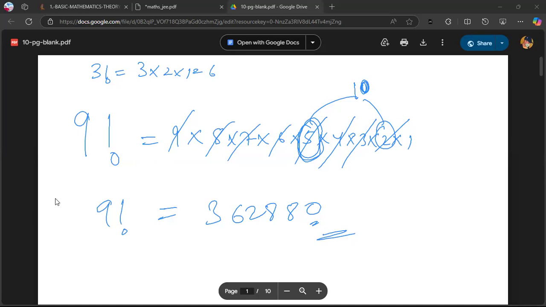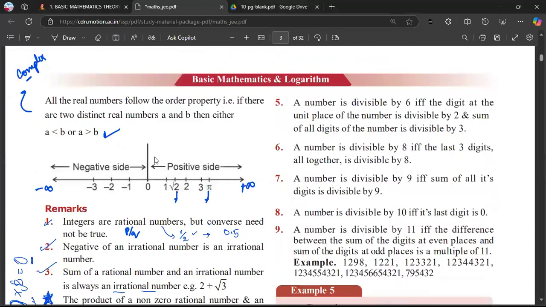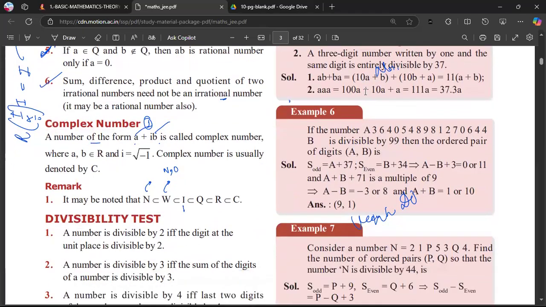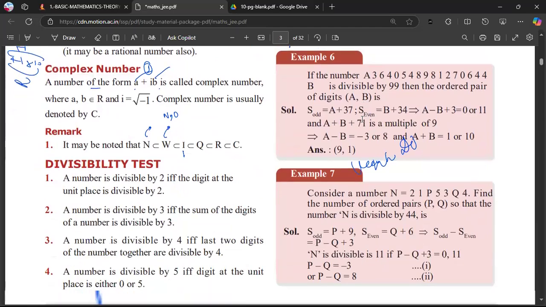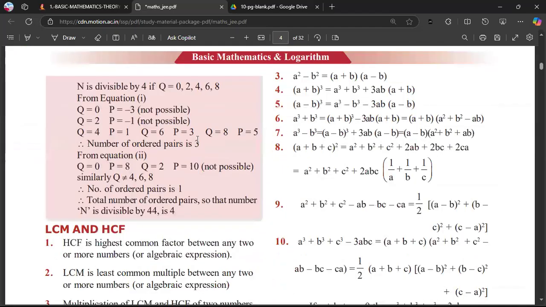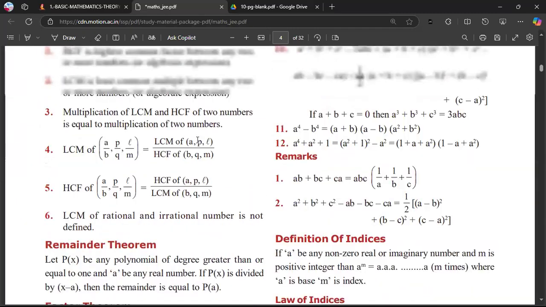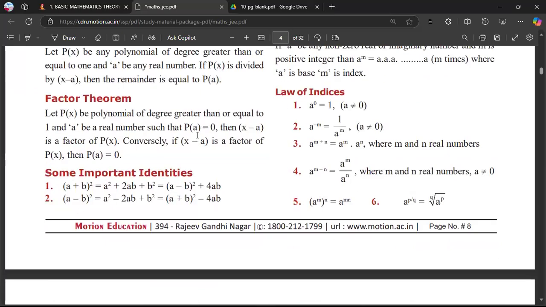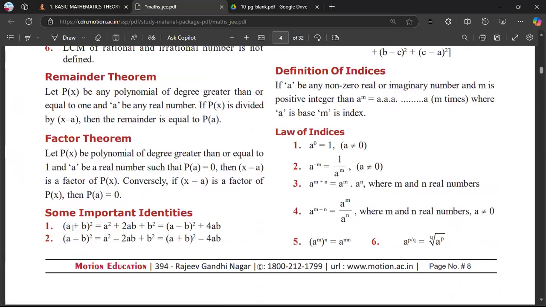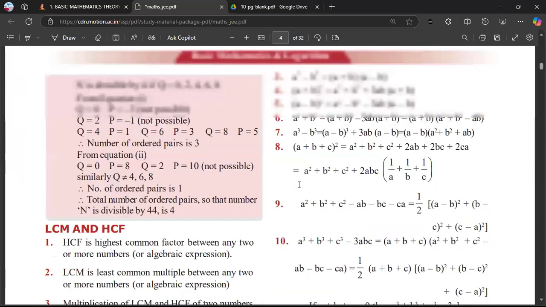We have discussed the divisibility test, and there are some examples. Consider these examples for tomorrow's class. We'll also look at LCM and HCF, and we'll also discuss the remainder theorem and the identities, which are very, very important.